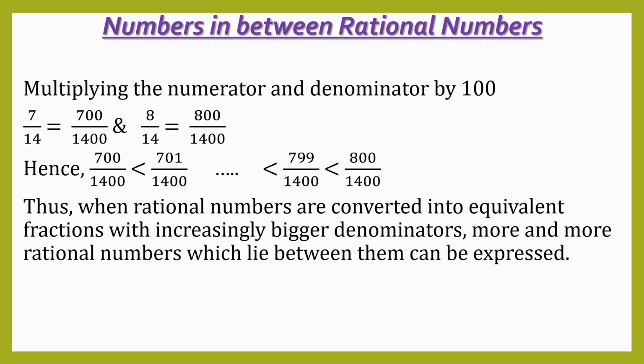So thus you can conclude that when rational numbers get converted into equivalent fractions with increasingly bigger denominators, more and more rational numbers which lie between them can be expressed. That is, in simple words, when we increase the denominator and the numerator, the numbers which lie between those two rational numbers also go on increasing.